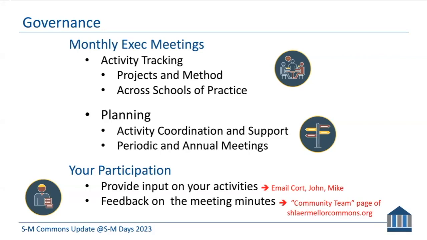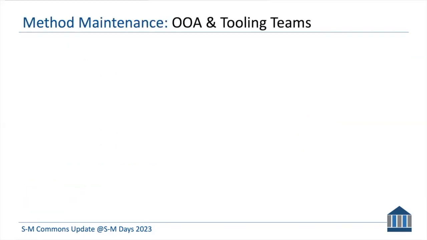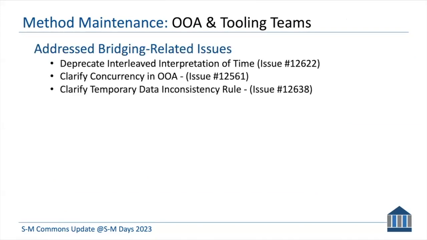Let's take a look at the method maintenance activities next. As noted in the introduction, the method maintenance activities are typically focused on issues that have been raised within the community regarding various aspects of the method. We started this year by considering a few issues that needed to be clarified before we could take up a larger issue about bridging. Note that both the OOA and tooling teams participated in this work because the issues had implications for both teams. All three of these issues were resolved with unanimous agreement among the reviewers.